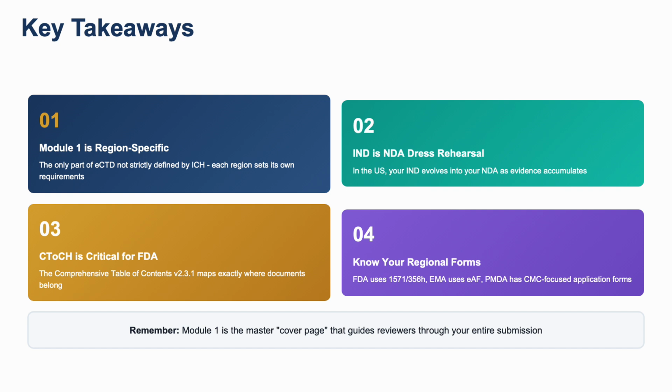Fourth, know your regional forms. FDA uses 1571 and 356H, EMA uses the electronic EAF, and PMDA has CMC-focused application forms. Understanding these forms is fundamental to successful submissions in each region.